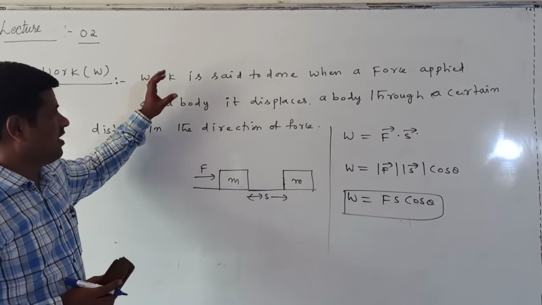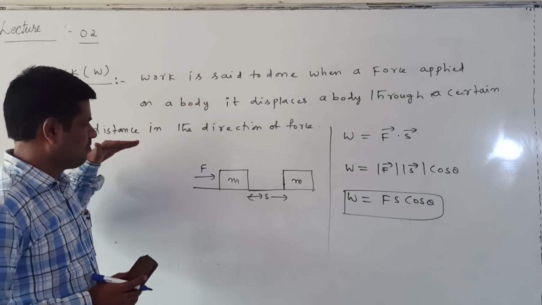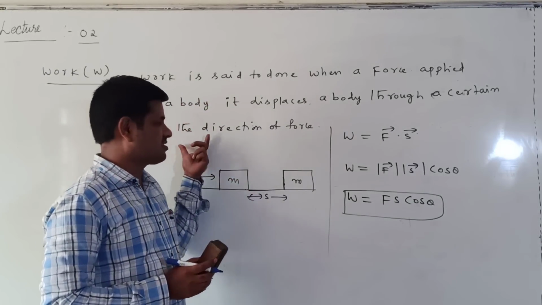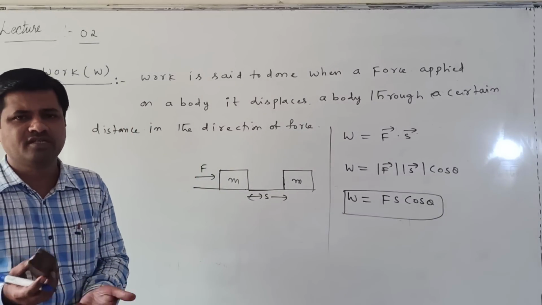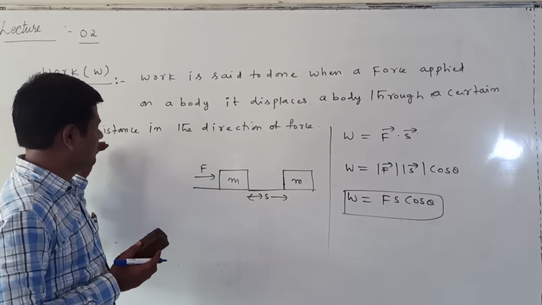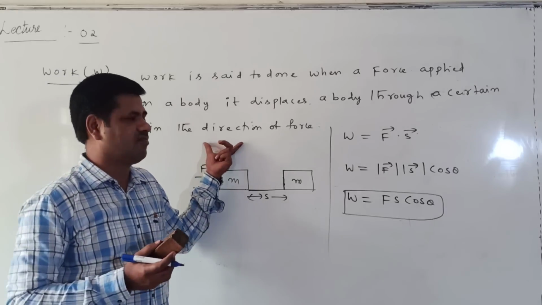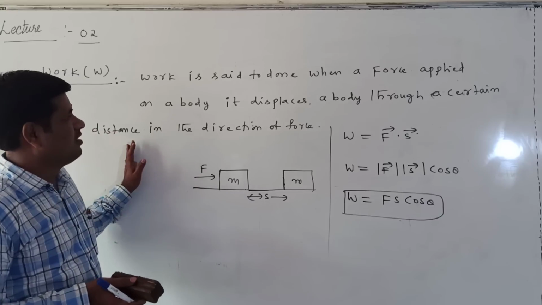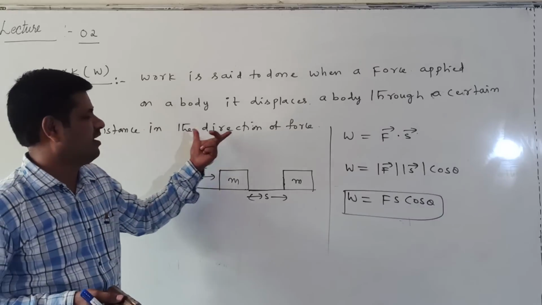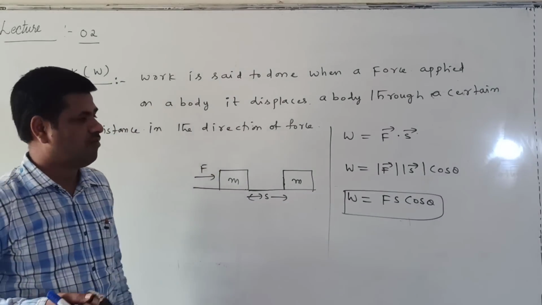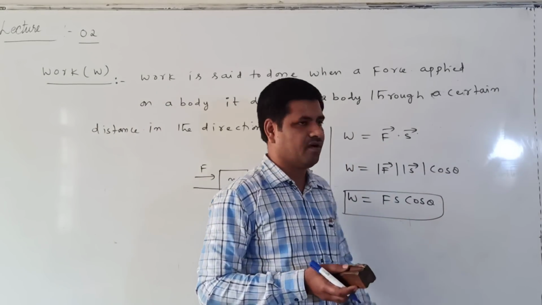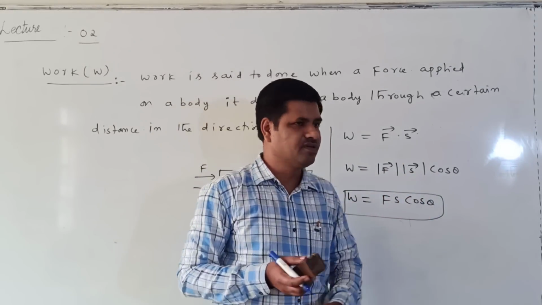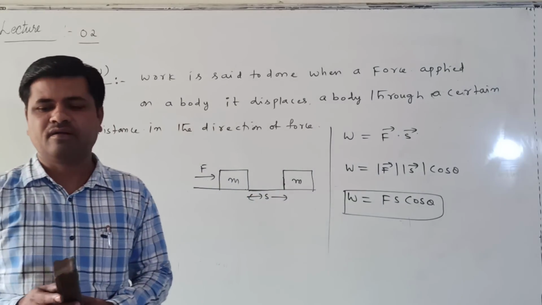Work is said to be done when a force is applied on a body and that body displaces through a certain distance. You can write certain displacement also, there is no problem, because it displaces through a certain distance in the direction of the force. Distance having direction means it is a displacement. That is called work. Work is equal to F bar dot S bar. W is equal to mod F bar into mod S bar into cos theta, so W is equal to F S cos theta. This is the formula for the work done.